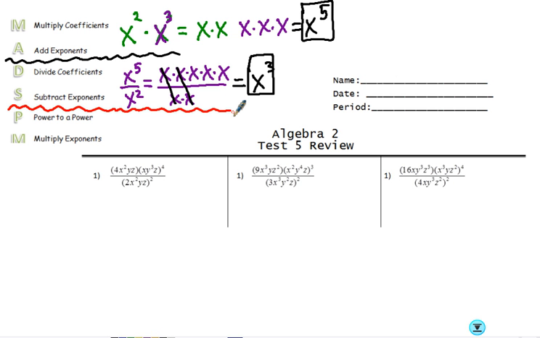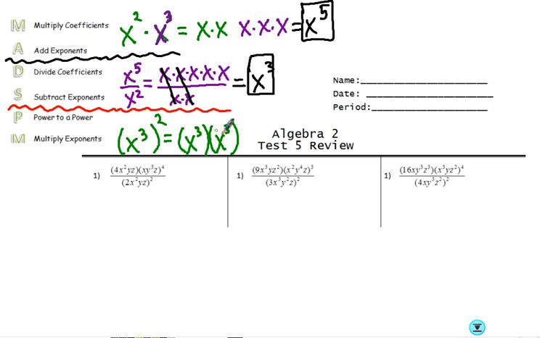All right, last rule here, the P and the M says that when you have a power to a power, you're going to multiply those exponents. An example of what that might look like is if you had, let's say, x cubed, and then that was to the second power. So you notice there's an exponent on top of an exponent. Well, x cubed squared means x cubed times x cubed. Right? The 2 just means take whatever the base is and do it twice. So x cubed is the base, so I'd write x cubed out twice.